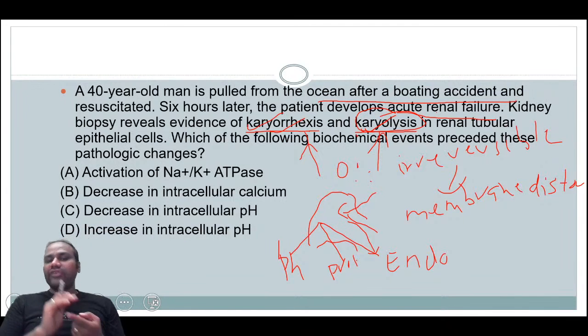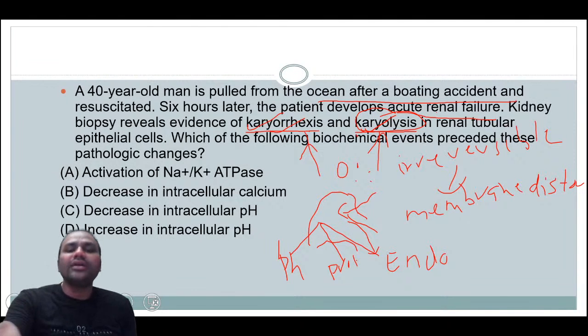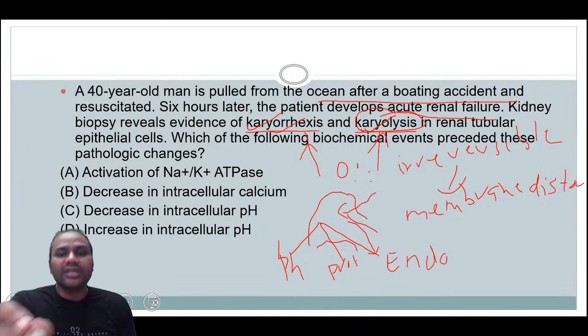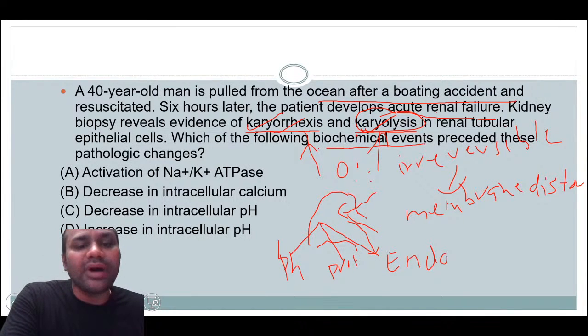So the nucleus undergoing fragmentation or fading: the fading is karyolysis and karyorrhexis is fragmentation. So these are all features of irreversible injury. So what happens in irreversible injury? Now we can say, in irreversible injury, what are the biological events? So we know now the injury is irreversible.